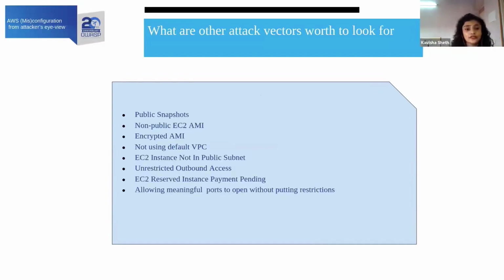Another is not using the default VPC, or not using a VPC at all. Then again, the EC2 instance is publicly accessible. Then unrestricted outbound access, where you are allowing multiple ports to be open without putting any restriction. So these are the standard attack vectors, instead of just looking for the web application vulnerability in the web application hosted on the EC2 instance.